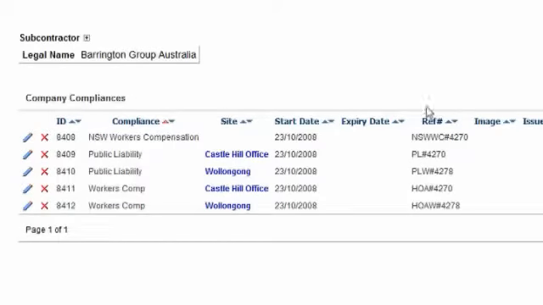The system will then monitor the expiry of these compliances and make sure that the people responsible for that compliance act on it. How do we do this? Simple. There is a three-tiered alert system, green, orange and red alert.